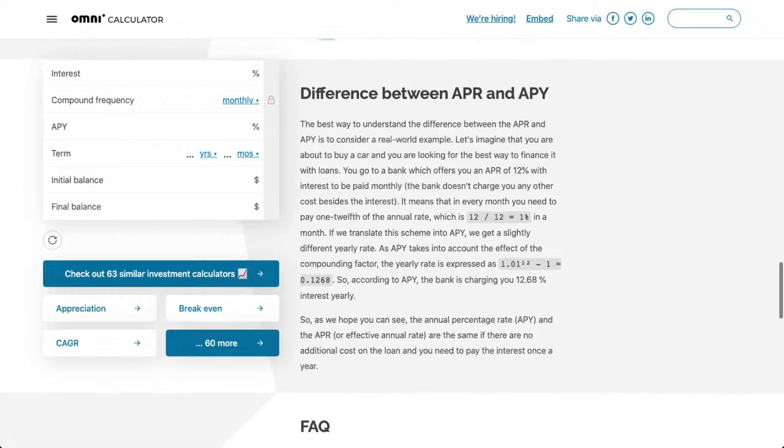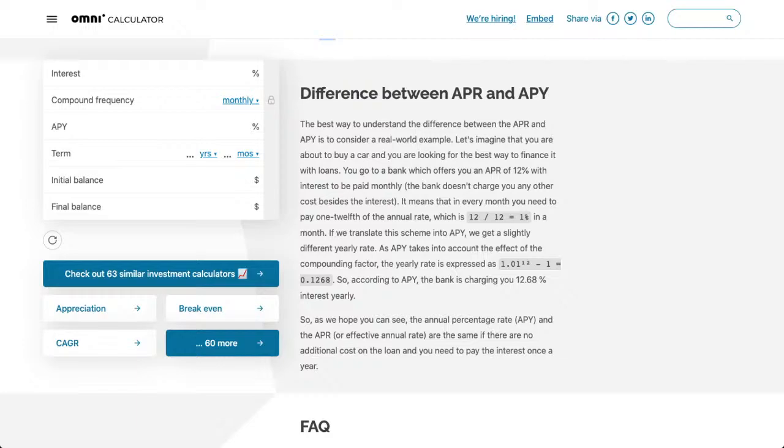So let's finally wrap up with the difference between APY and APR before we get to the calculator and do a real example. The best way to understand the difference between APR and APY is to consider a real-world example. Let's imagine that you are about to buy a car and you are looking for the best way to finance it with loans. You go to a bank which offers you an APR of 12% with interest to be paid monthly. The bank doesn't charge you any other cost besides the interest. It means that every month you need to pay 1/12 of the annual rate, which is 12 divided by 12, equals 1% a month.